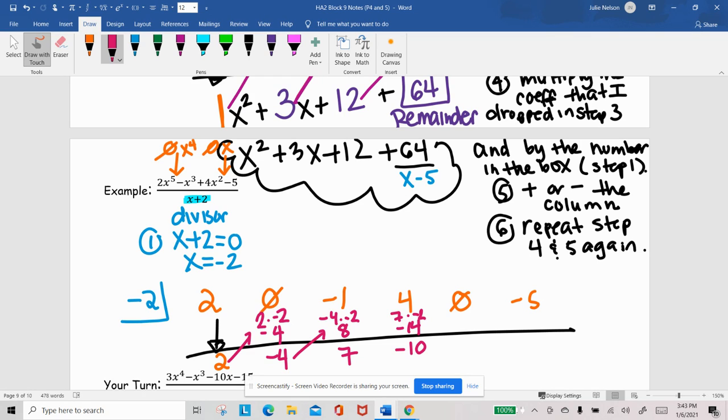Whatever number I dropped, it multiplies to the number in the box. So -10 times -2 is 20. And then going up and down, 0 plus 20 is 20.